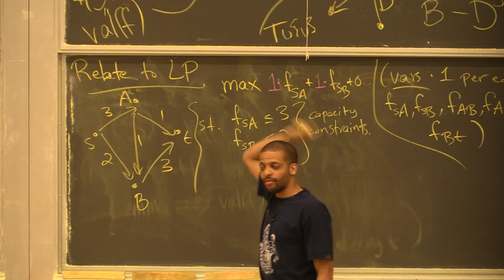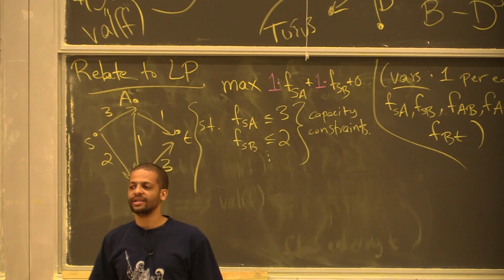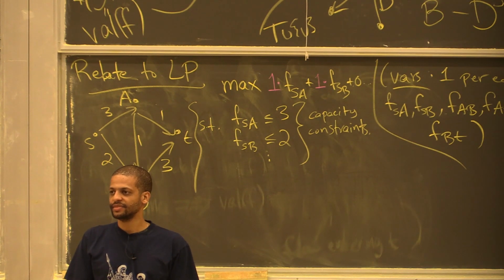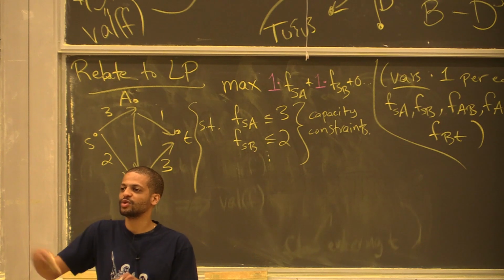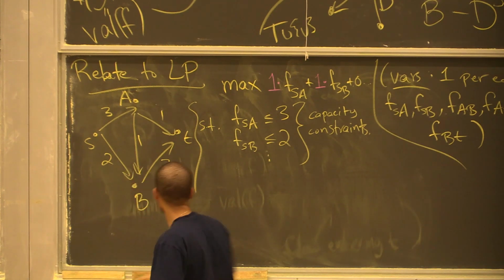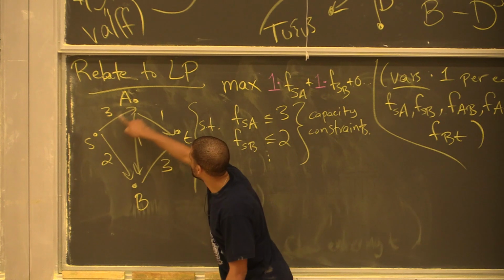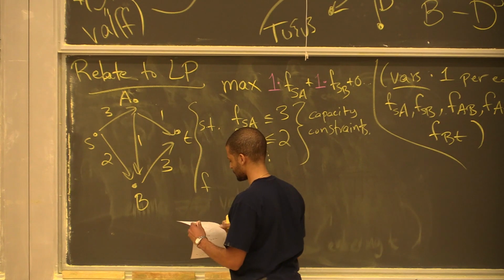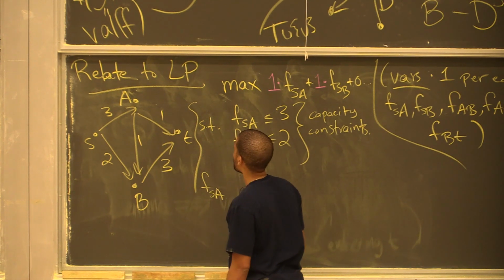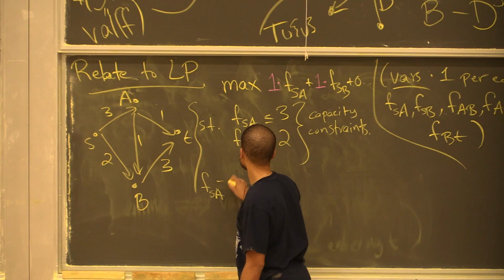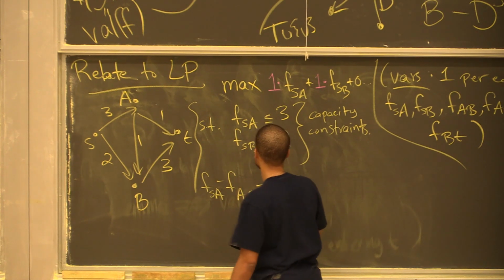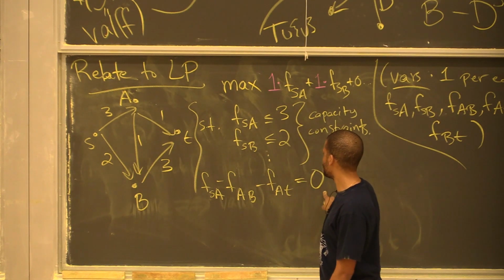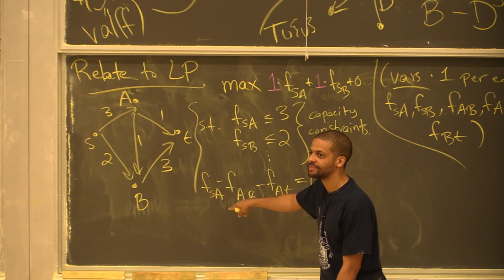But remember, in linear programming, the way we talked about it, whenever you have a constraint, the left-hand side is some linear function of the variables, and the right-hand side is some number. AX is at most B, where B is just a vector of numbers. So flow into A has to equal flow out of A. I'll write that as f of SA minus f of AB minus f of AT is equal to 0. I just moved these two things over to the left.